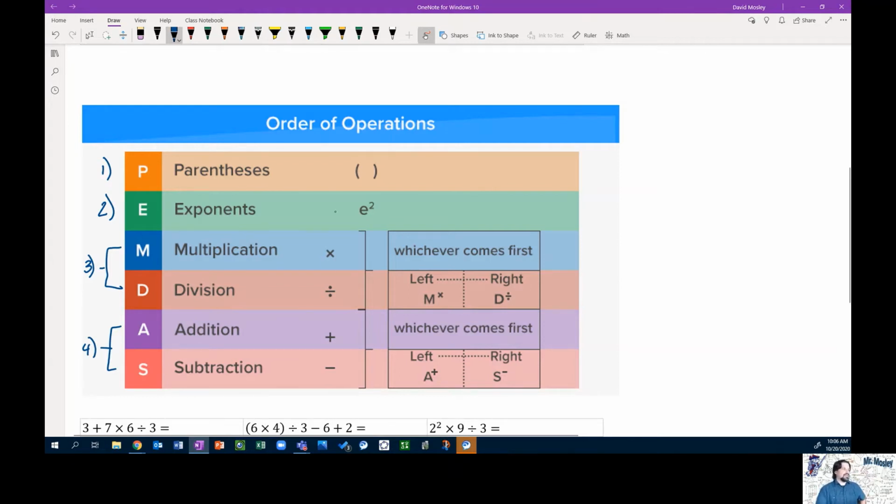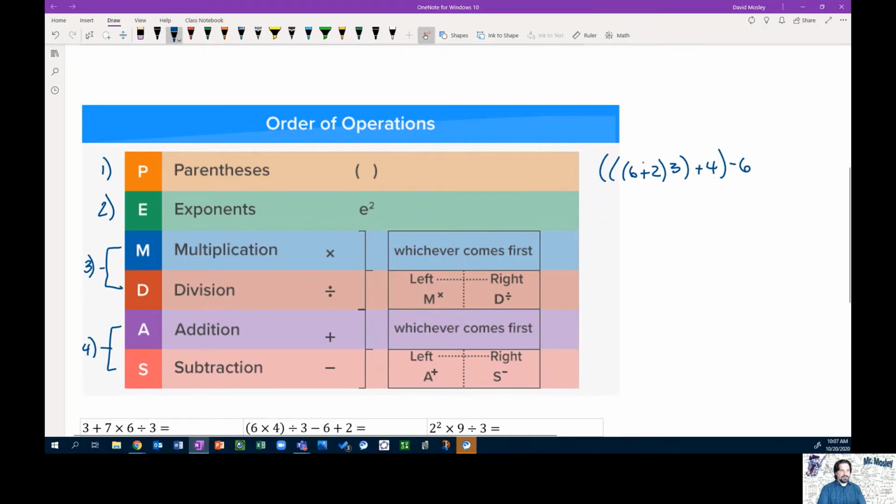With parentheses, we can have as many parentheses as we want within an equation. We can have nested parentheses. So you just work inside out from parentheses. For example, if I have 6 plus 2, times 3, plus 4, minus 6, I go inside out.